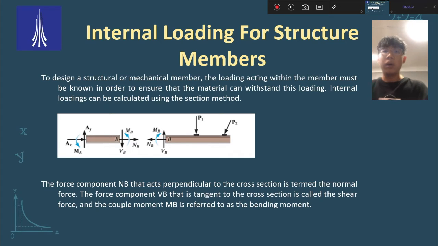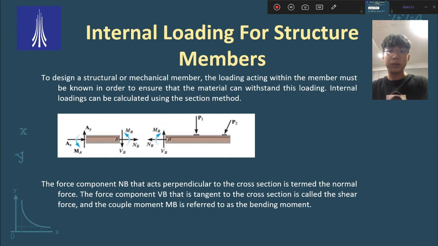To design a structural or mechanical member, the loading acting within the member must be known in order to ensure that the material can withstand this loading. Internal loadings can be calculated using the method of sections, and we have learned the method of sections from the previous chapter, which was chapter 6.